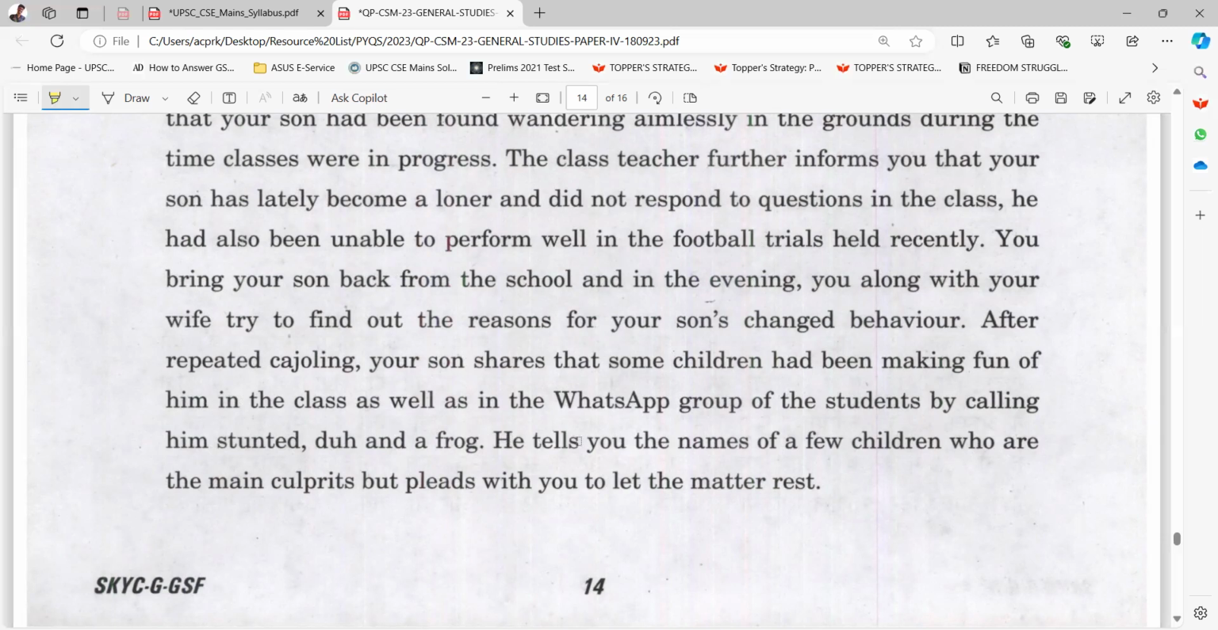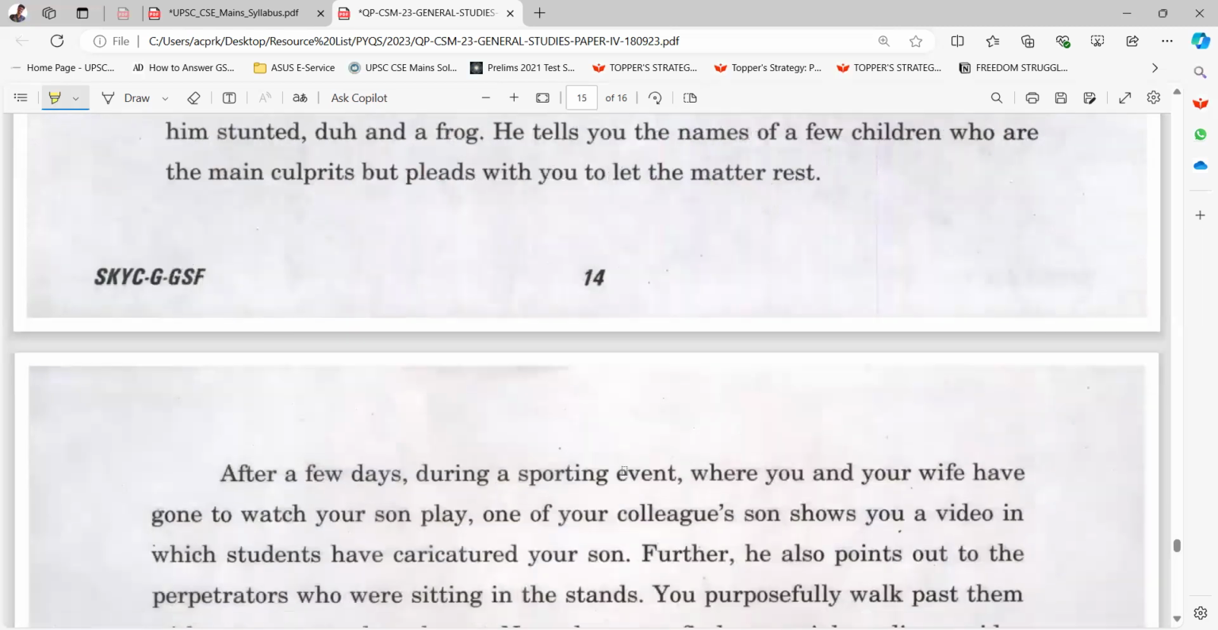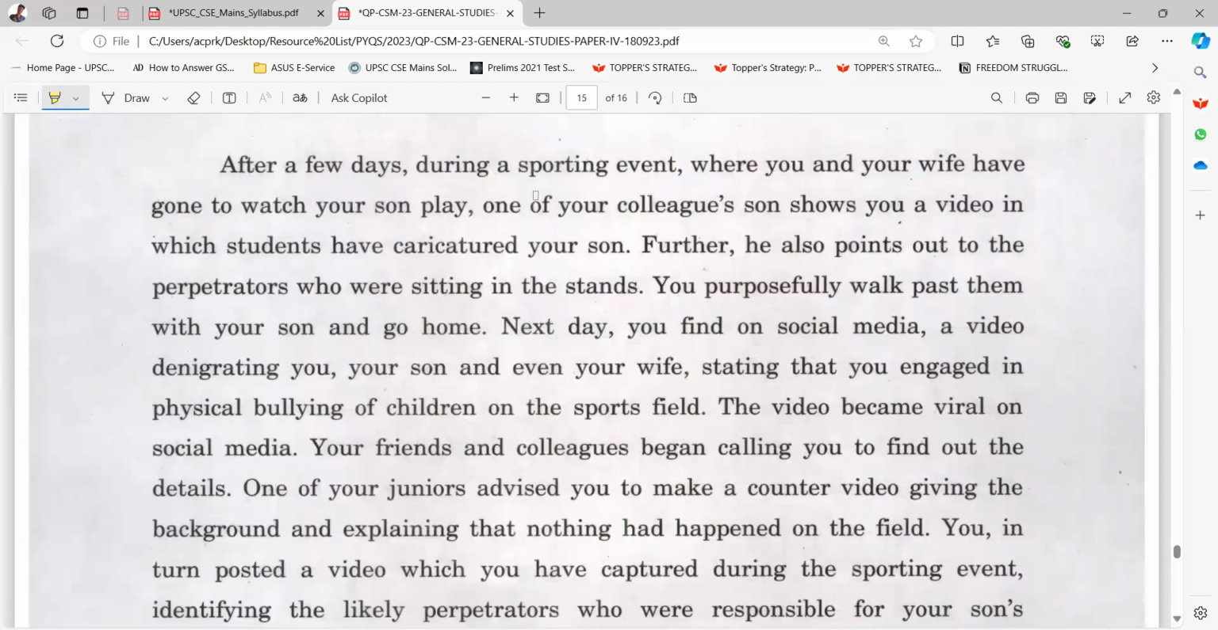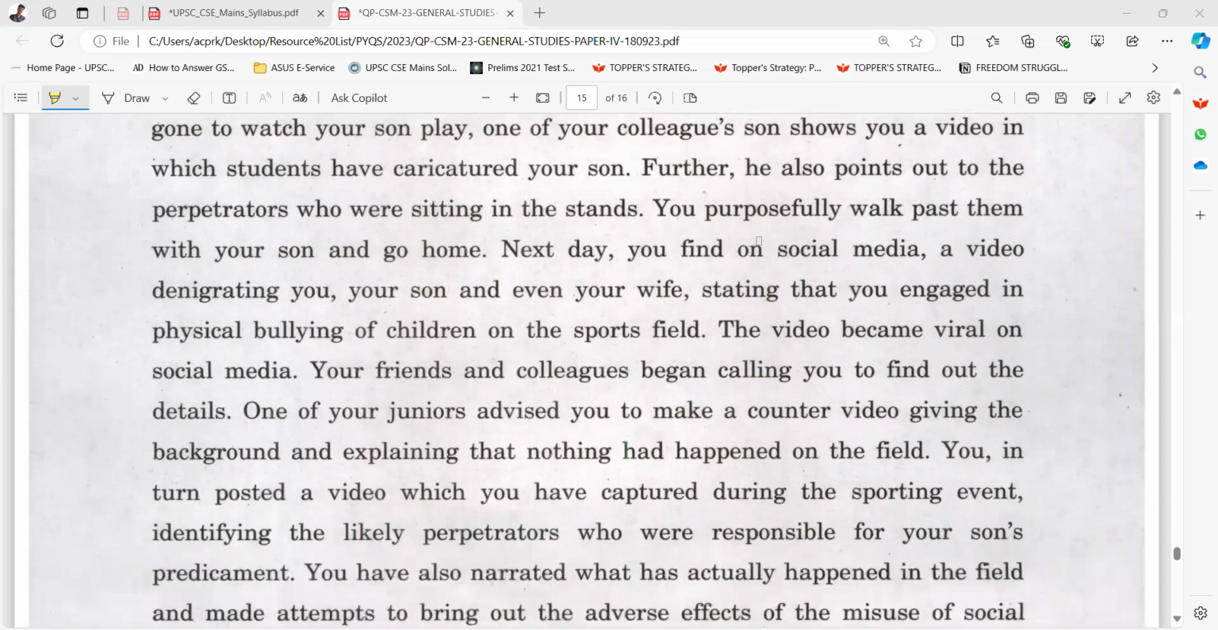He tells you the names of a few children who are the main culprits, but pleads with you to let the matter rest. After a few days, during a sporting event where you and your wife have gone to watch your son play, one of your colleagues' son shows you a video in which students have caricatured your son. Further, he also points out the perpetrators who were sitting in the stands. You purposefully walk past them with your son and go home.